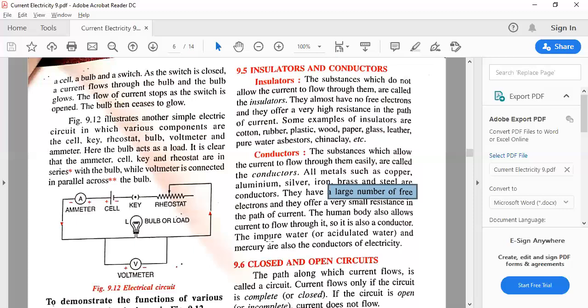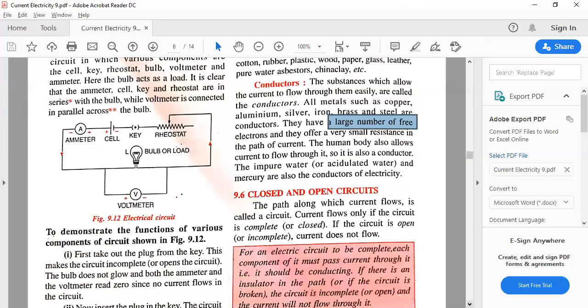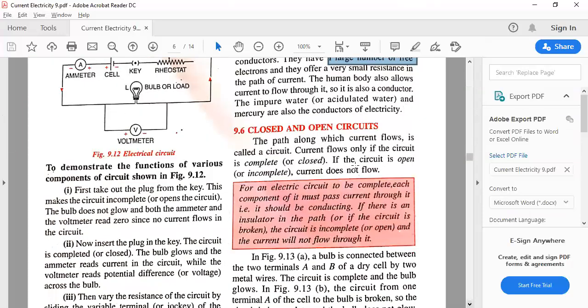Impure water, I was already mentioning to you that pure water is not a conductor of electricity. Impure water means acidulated water or acidified water. And mercury is also a conductor of electricity. Closed and open circuit, we already spoke about. What is the circuit? The path along which the current flows is a circuit. Now current will flow only when the circuit is complete. If the circuit is open, current does not flow.